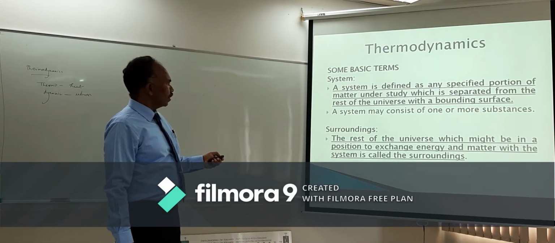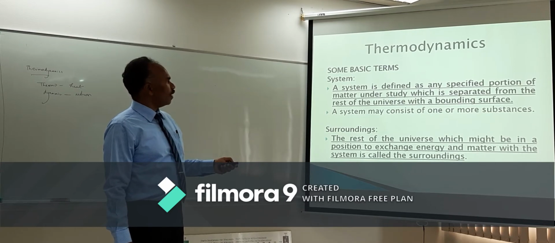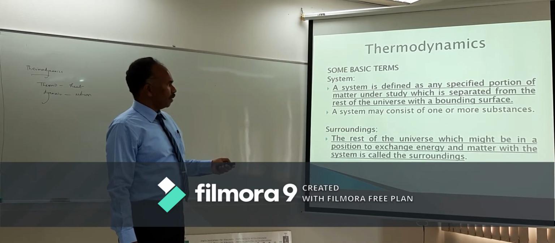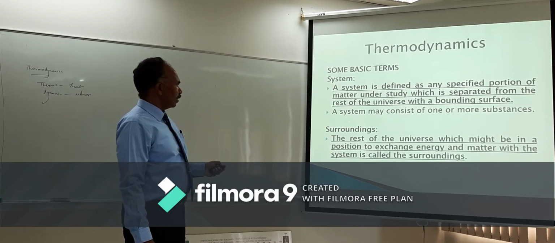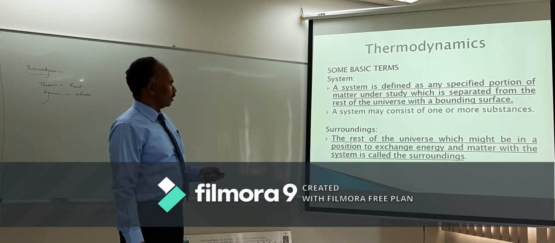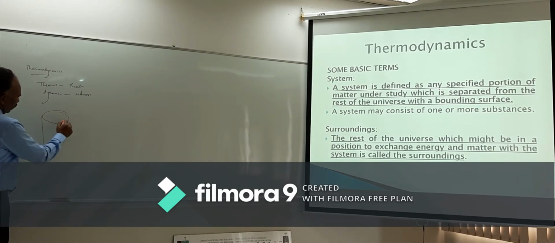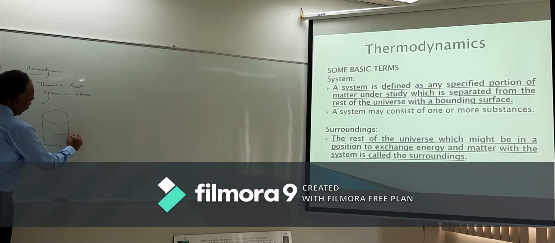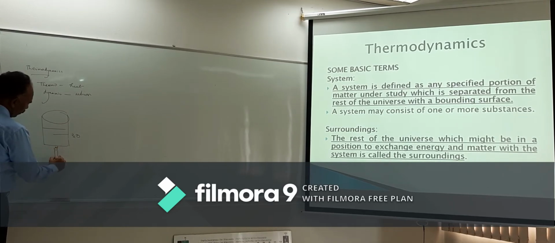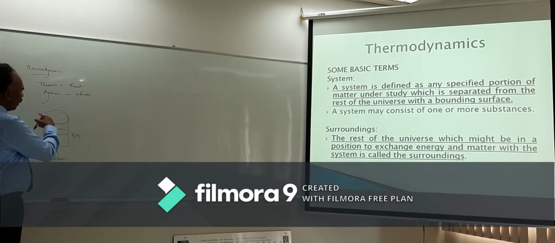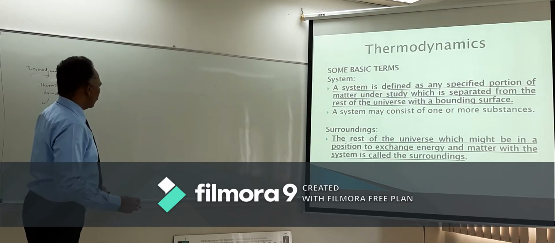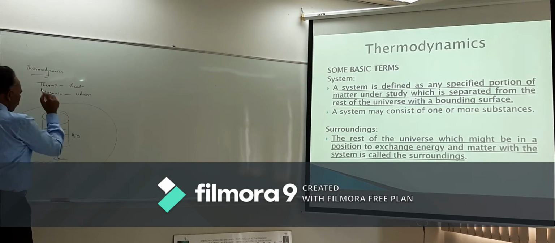First, system. A system is defined as any specified portion of matter under study which is separated from the rest of the universe with a bounding surface. A system may consist of one or more substances. For example, we want to take water. You want to heat it. Heating. So here the water is a matter. Water is a matter. This is called the system.